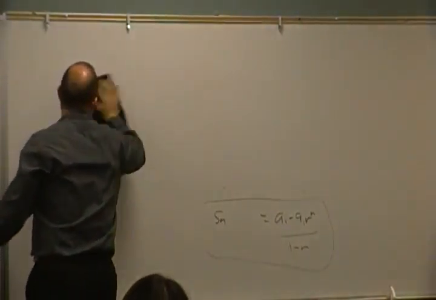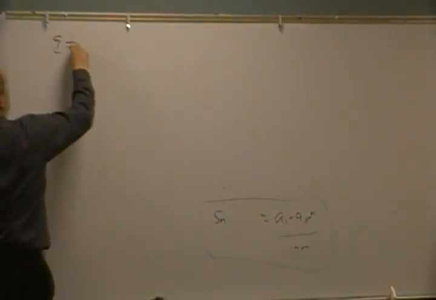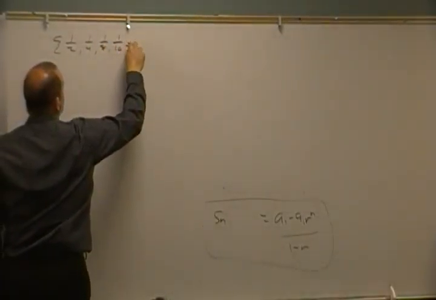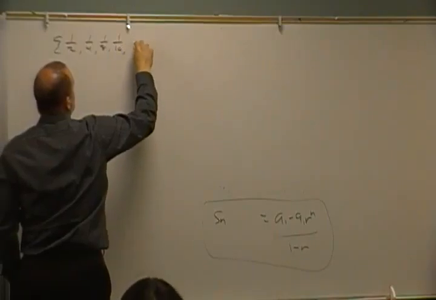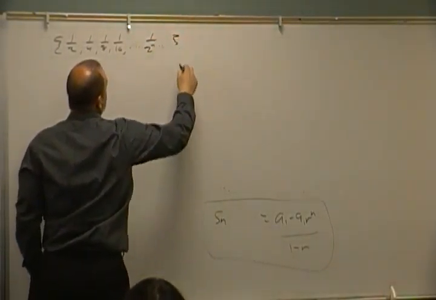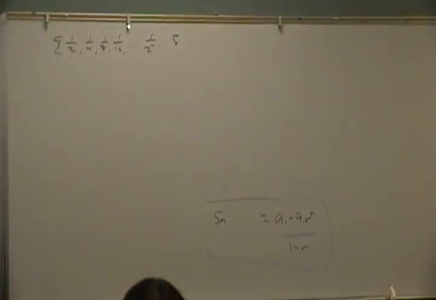So the original problem we had was we had a sequence. Our sequence was 1/2, 1/4, 1/8, 1/16, 1/2 to the n. And we said, what happens if we add it all up? And we said intuitively you get 1. Now we have the means to prove it.